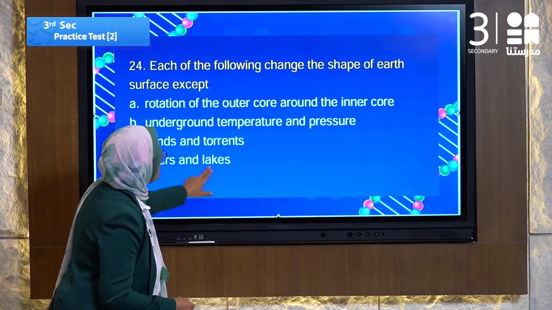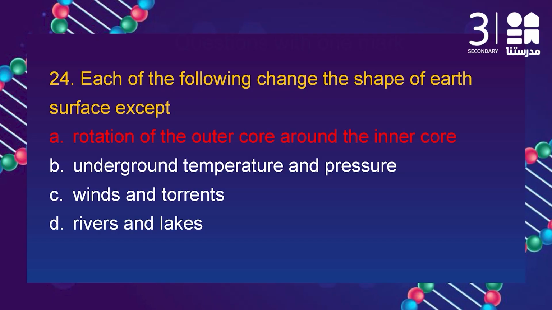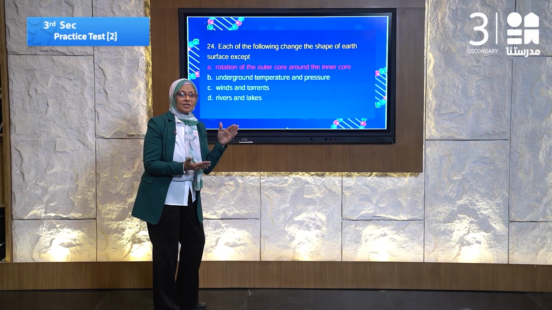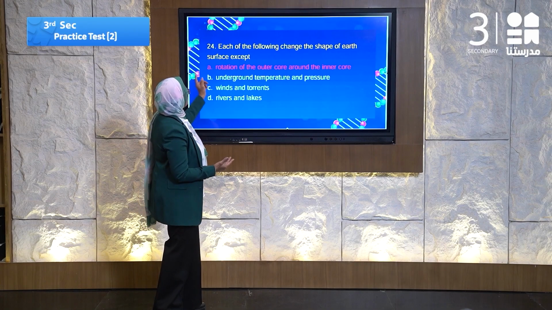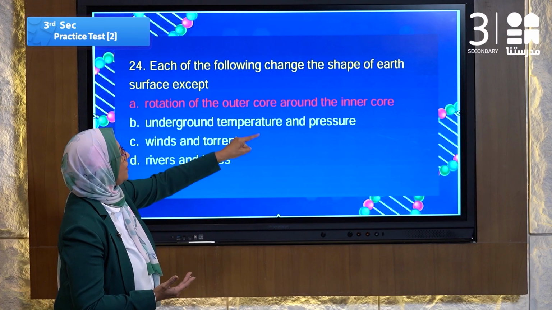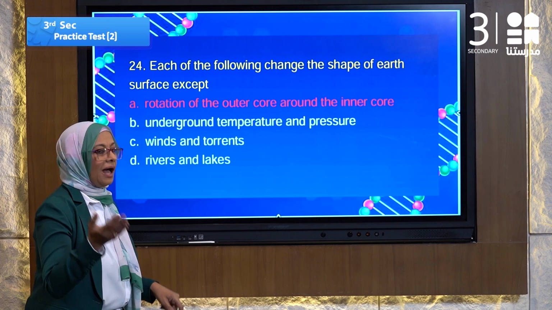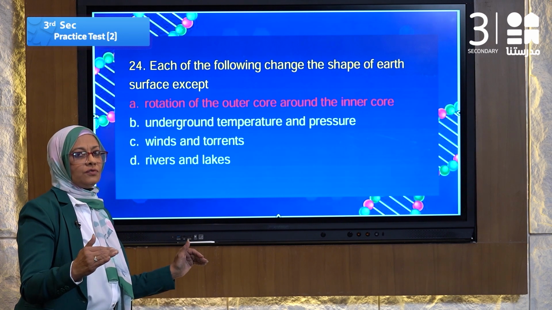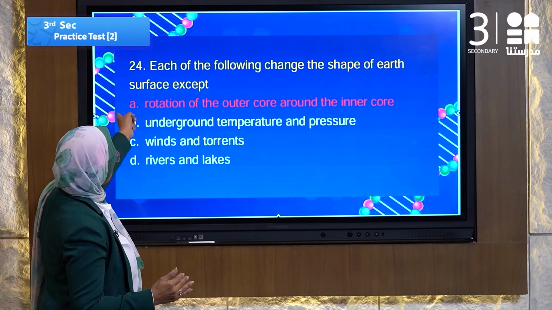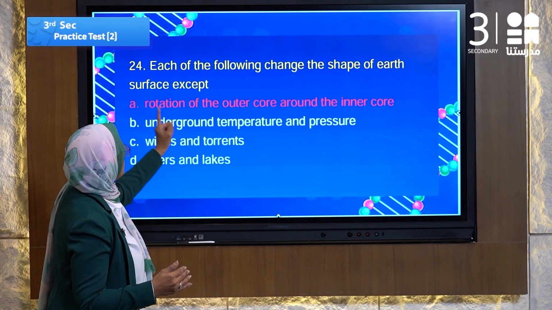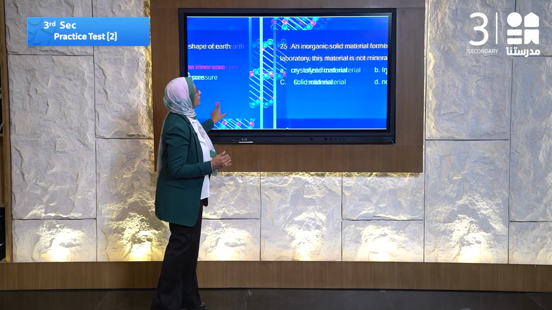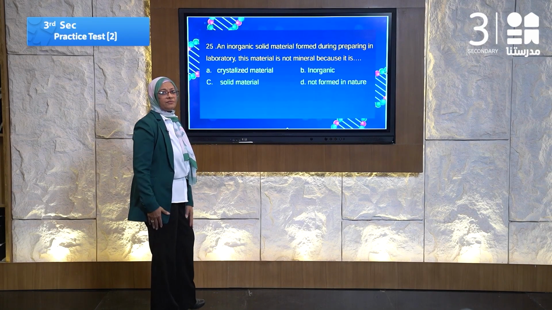Let's go to the answer. I will choose A, rotation of the outer core around the inner core. Why? It does not affect the Earth's surface; it affects the layers under the crust. They are two layers under the Earth's crust, not at the Earth's surface. So each of the following changes the shape of the Earth's surface except the rotation of the outer core around the inner core. Let's go to 25.